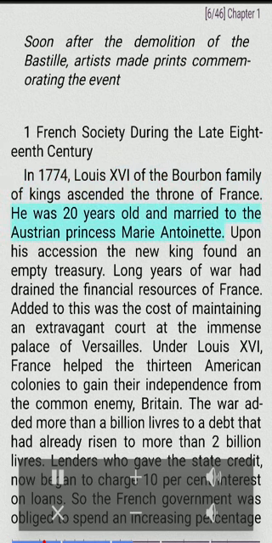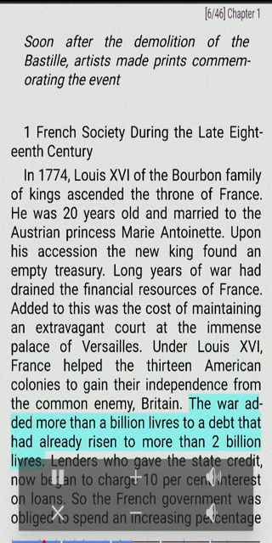In 1774, Louis XVI of the Bourbon family of kings ascended the throne of France. He was 20 years old and married to the Austrian princess Marie Antoinette. Upon his accession, the new king found an empty treasury. Long years of war had drained the financial resources of France. Added to this was the cost of maintaining an extravagant court at the immense palace of Versailles.